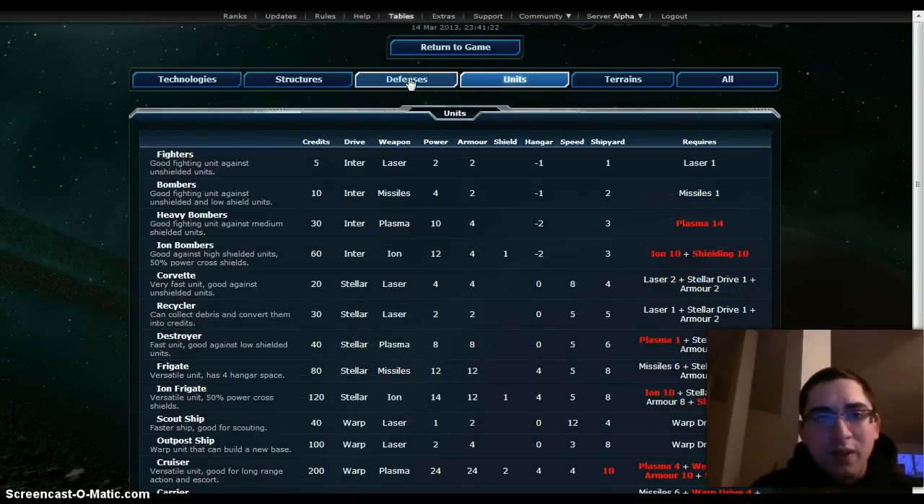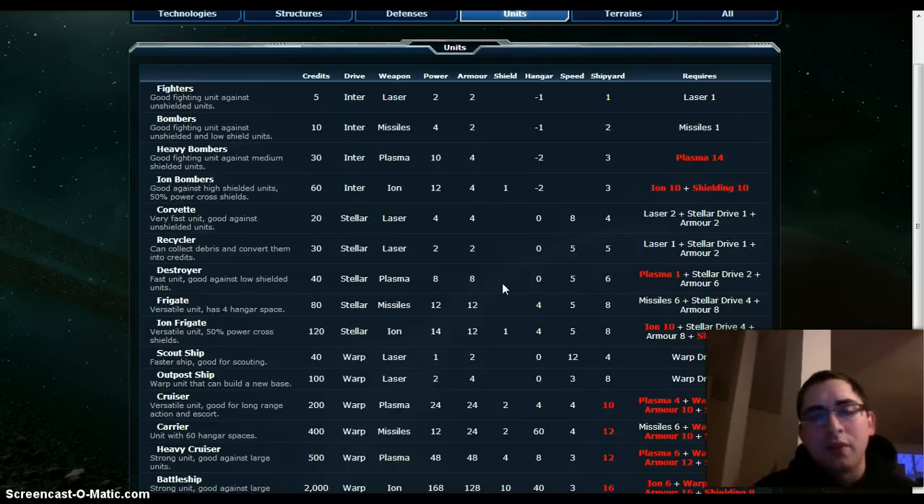So you don't want to get those. But that's how that works. Obviously, when your ships are destroyed, I believe your armor times two is the percentage left over. So if your armor is 20, then 40% of that ship is going to be left.